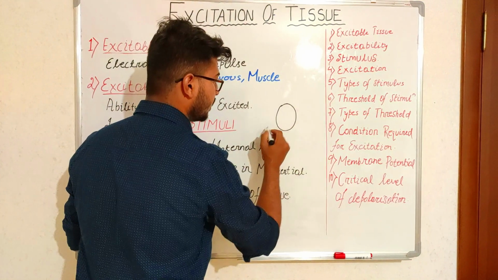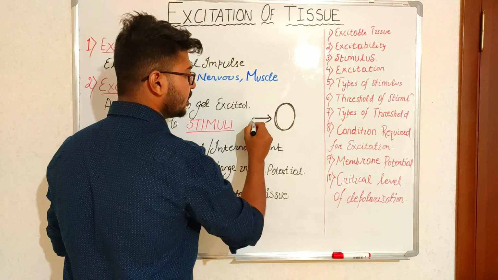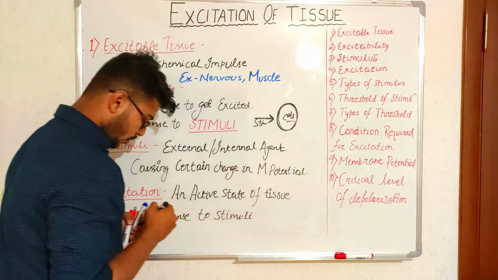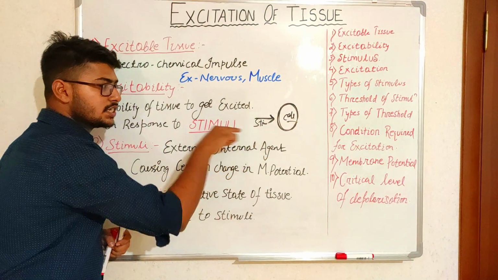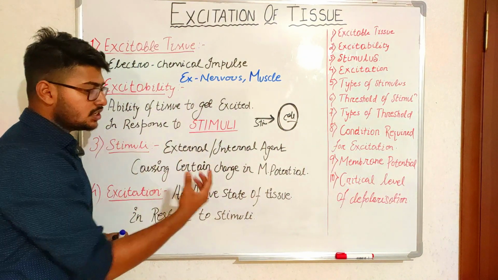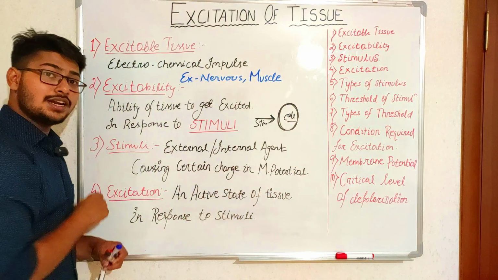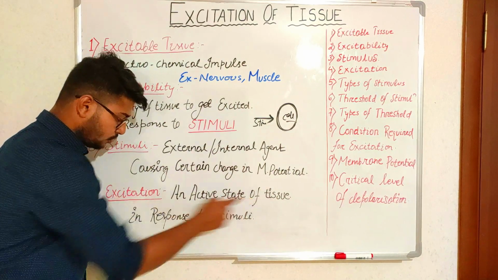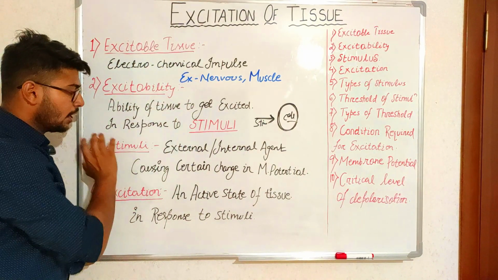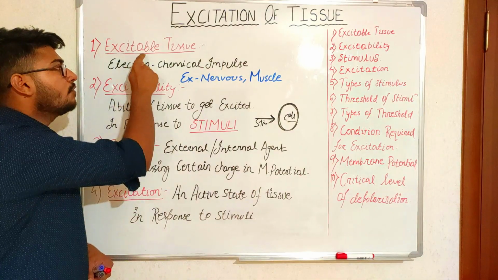Listen, if this is a cell and if this is a stimulus, the cell will have its cell membrane potential, and there will be a change in the membrane potential when this stimulus acts on this cell. When the stimulus acts on the cell, it causes some change in the membrane potential, and that change is known as excitation. So another word that comes here is excitation: it is an active state of the tissue in response to stimuli. Okay, now you understood what is an excitable tissue, what is excitability, what is a stimulus, then excitation. I want to add one more thing, that excitability is the property of excitable tissue.